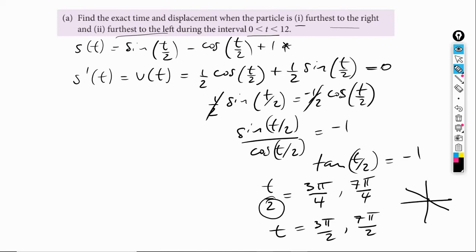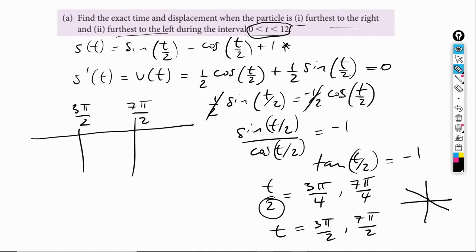Notice that I'm not interested in other solutions because the time interval is when time is greater than 0 and less than 12, so anything greater than this will be outside that time period. Okay, so that means that we have our critical points, which are 3 pi halves and 7 pi halves. What we need to do is test values that are before, between, and after these. So before 3 pi halves, we can test, for example, pi. We cannot test 0 because 0 is not included in the interval.